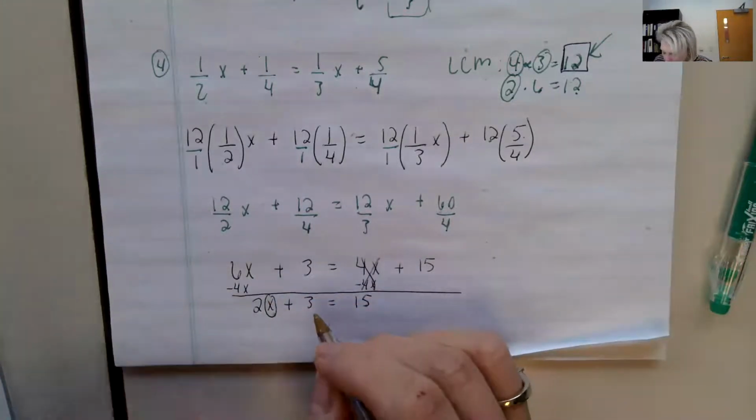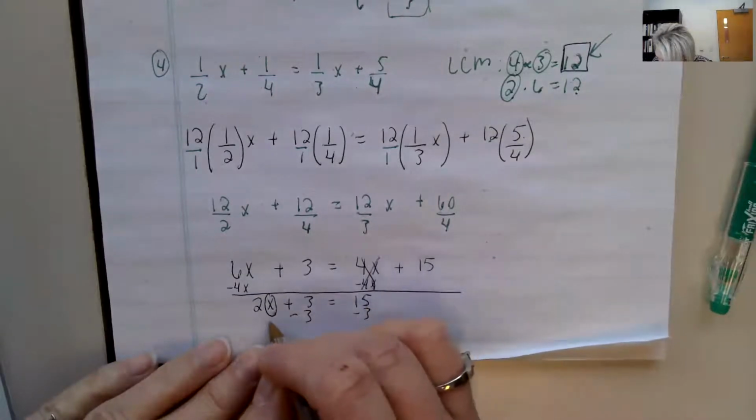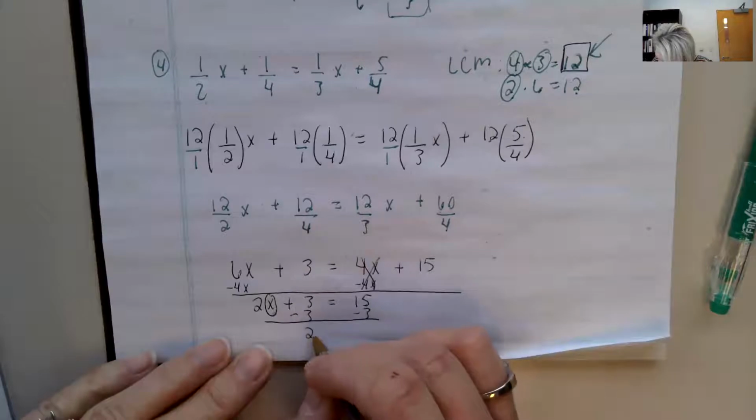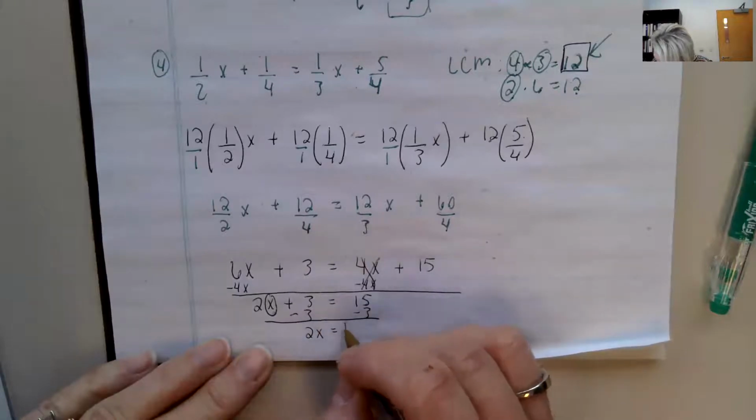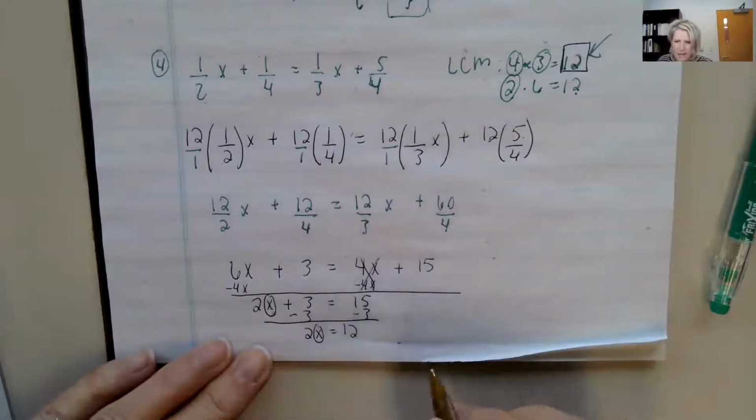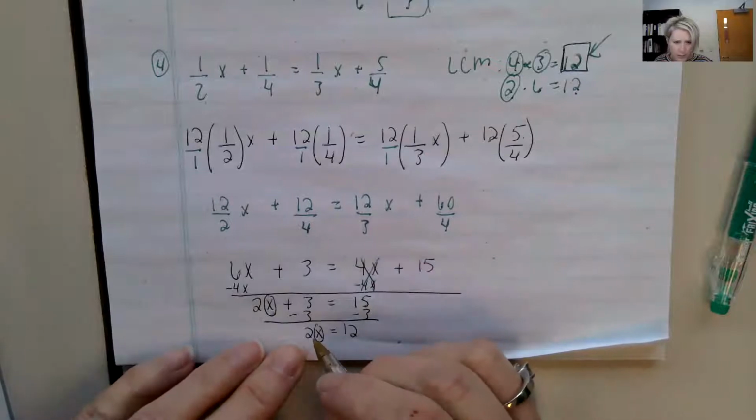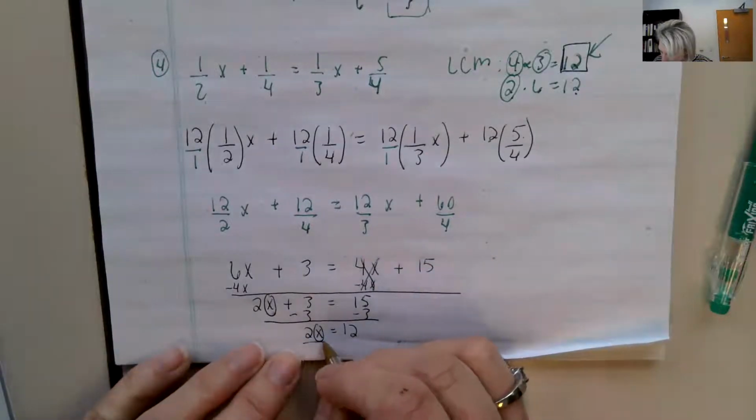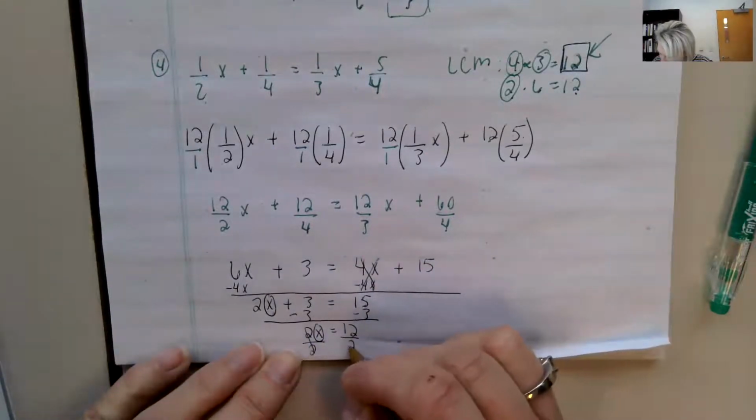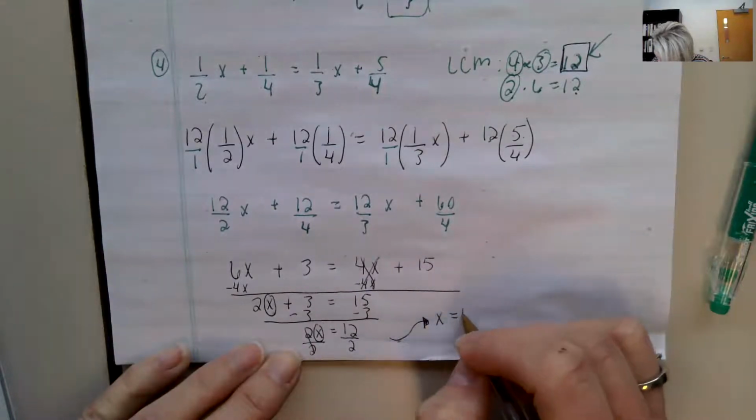Circling x, and then subtracting 3 to move my constants to the right is 2x equals 12. And then my last step should be to divide by the coefficient, the number that is multiplied by x. So I'm going to divide by 2, divide by 2. So that leaves me with x equals 6.